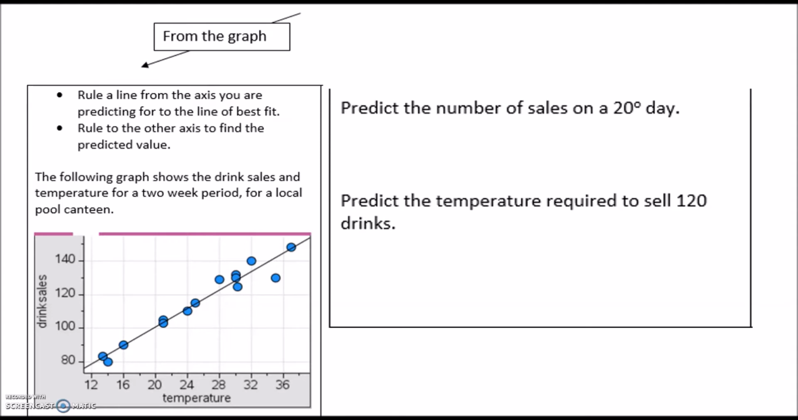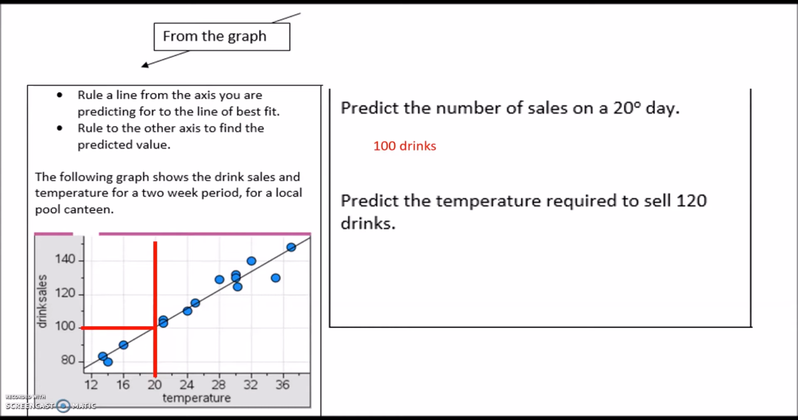So we've got a scatter plot down there on the bottom left-hand corner. We want to predict sales for a 20-degree day. So find where it's 20 degrees on one of your axes and rule a line in. You'll find at some spot that goes through your line of best fit. And if you rule across to your other axis from the point it meets your line of best fit, you'll see the predicted drink sales was 100 drinks when the temperature was 20 degrees. This is useful because you can do it at any temperature and you can find its predicted drink sales from there.